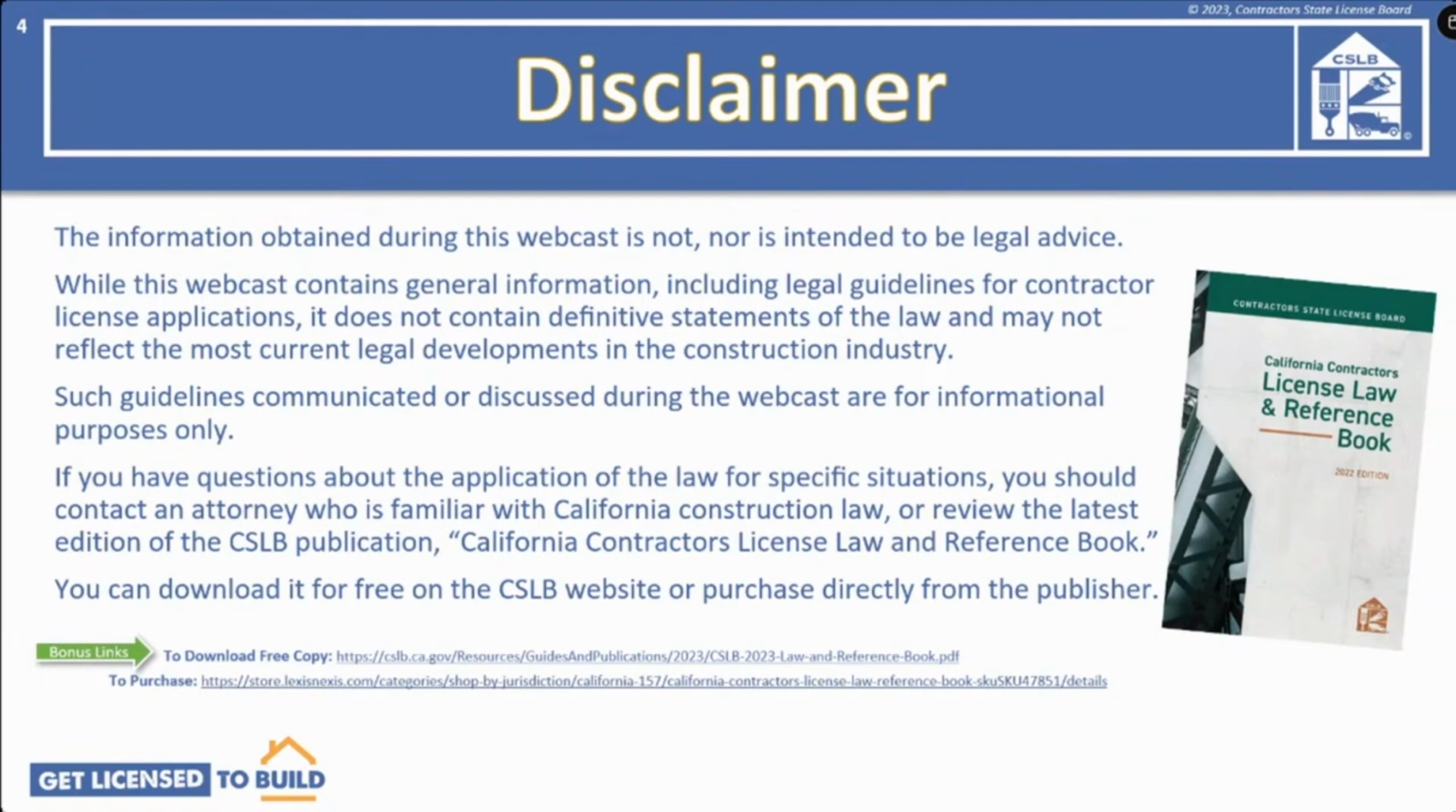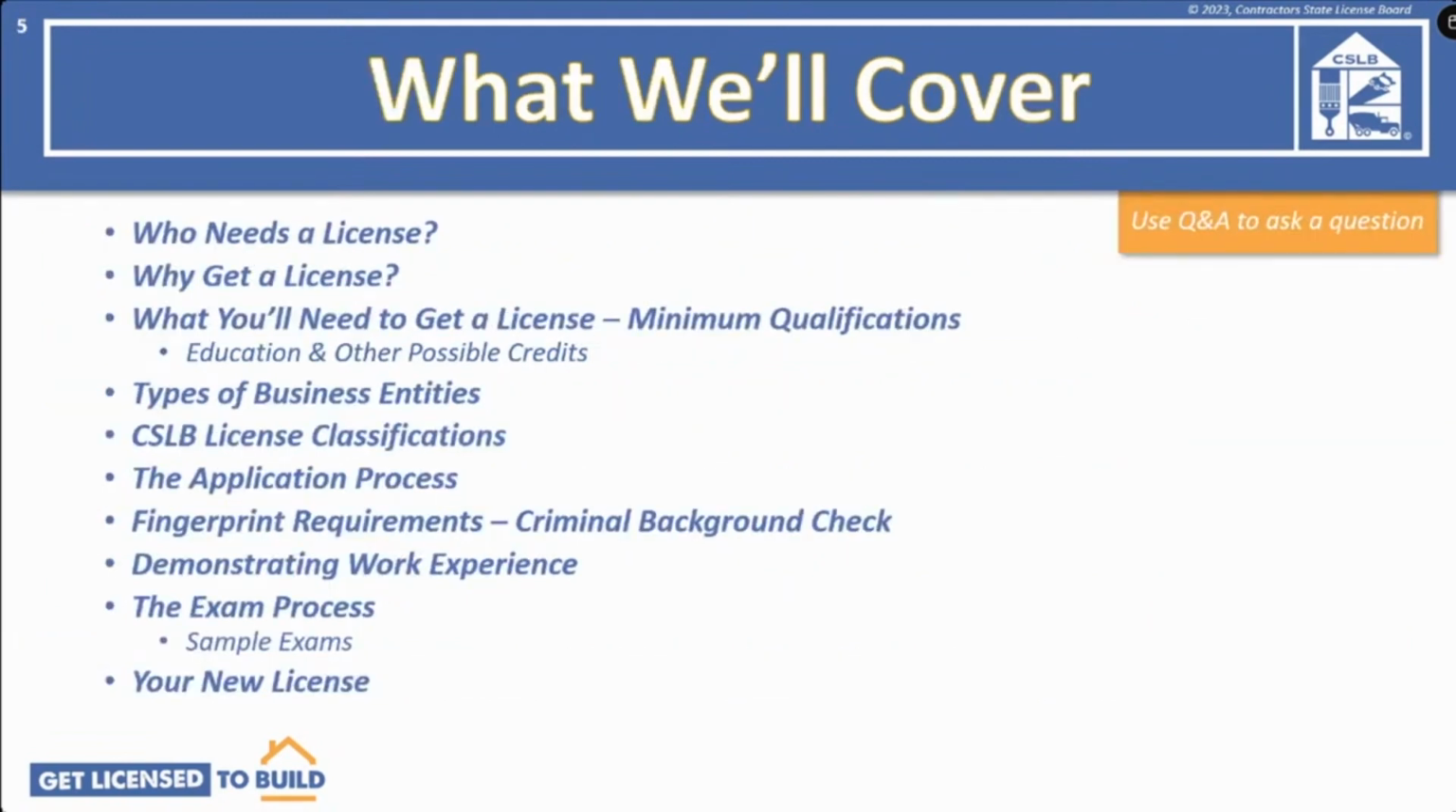Here is a list of what we are going to cover today. We will take you through the process for applying for your California contractor's license. First, who needs a license? Why get a contractor's license? The minimum qualifications you'll need to get a license and what credits you might qualify for. The types of business entities. The different CSLB license classifications, including our new B2 residential remodeling classification.